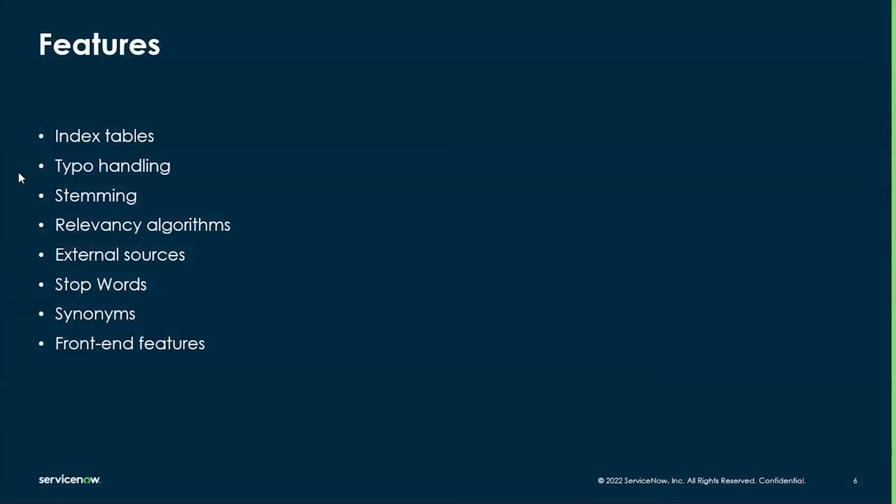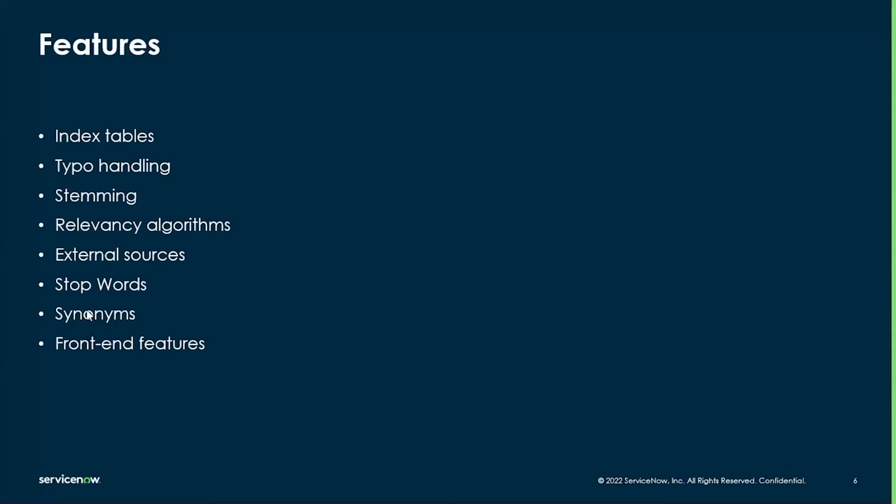So the features of the search engine AI search is these index tables. It has typo handling, word stemming. It has some algorithms to create the scoring relevancy for a search, and it's something we'll look into also. And there's two things I want to mention while we're on this slide, which is the stop words and the synonyms. So the synonyms first.